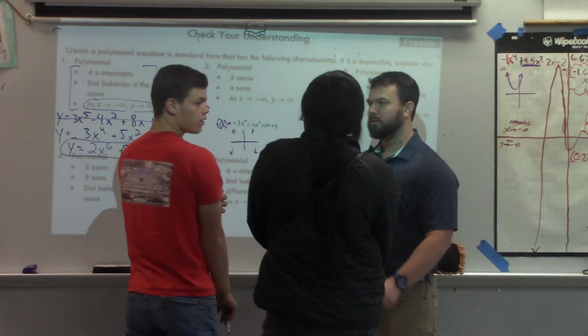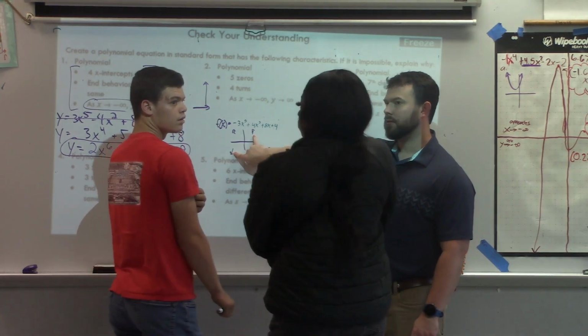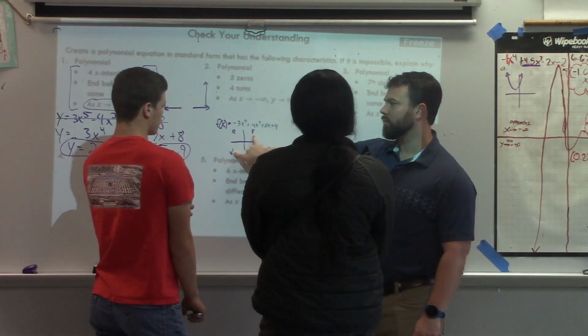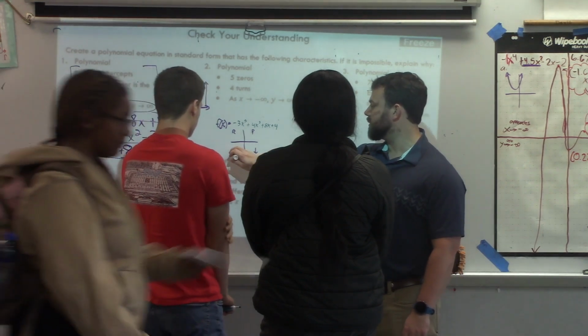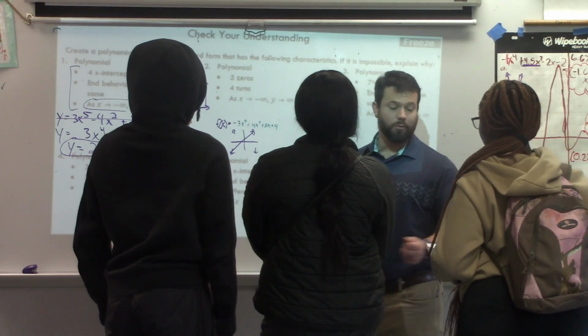Okay, y'all agree? So X, this one right here is gonna go that way. We agree? And the Y. Okay, so I want you to think about this. If this was a line, what kind of slope would that be? What kind of slope would that be?